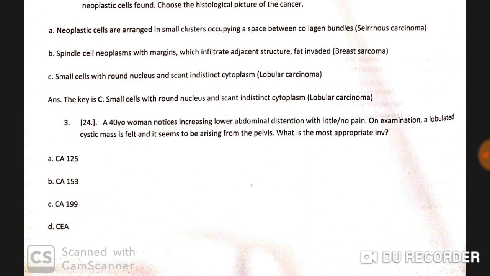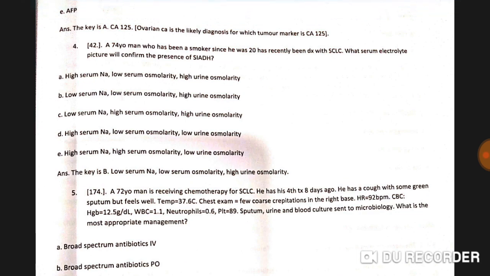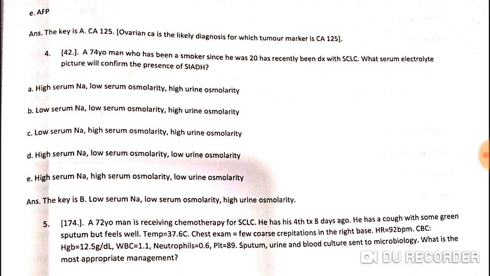This is the answer, whereas CA15-3 is for breast cancer, CA19-9 for pancreatic cancer, CEA for colorectal carcinoma, alpha-fetoprotein for liver cancer. So the answer here is CA125: ovarian cancer is the likely diagnosis, and the tumor marker is CA125. So choose this.